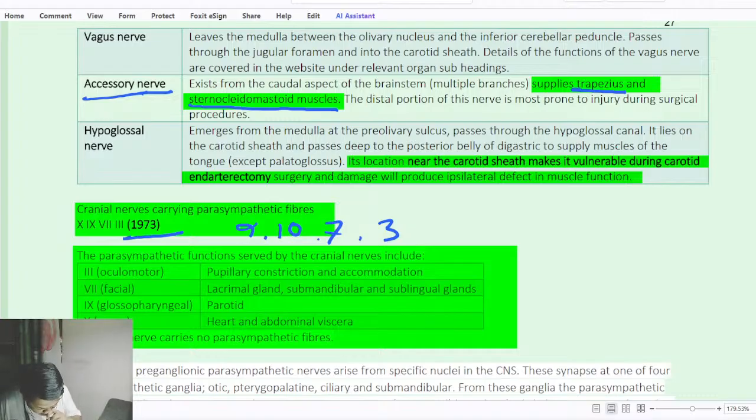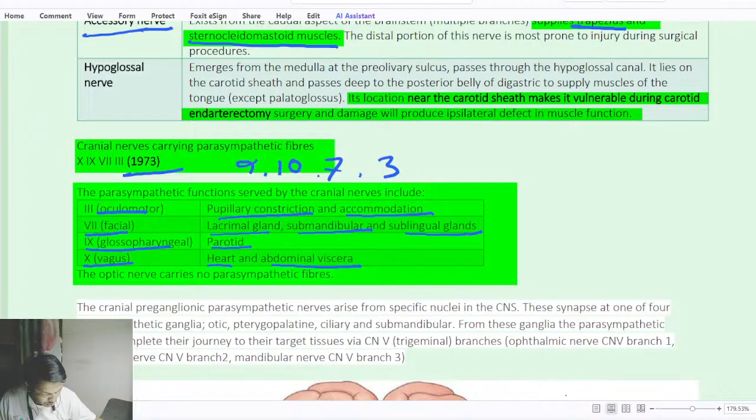Parasympathetic functions served by the cranial nerves include number 3, oculomotor, for pupillary constriction and accommodation. Then the facial nerve: lacrimal gland, submandibular gland, sublingual gland. Glossopharyngeal over the parotid gland, and vagus nerve over the heart and abdominal viscera. Optic nerve carries no parasympathetic fiber. You will get a single stem, true or false, like this.